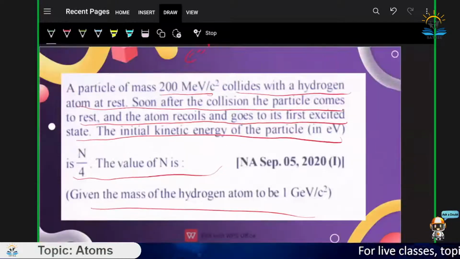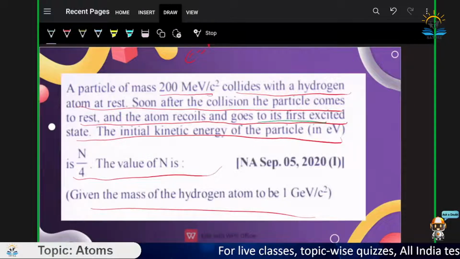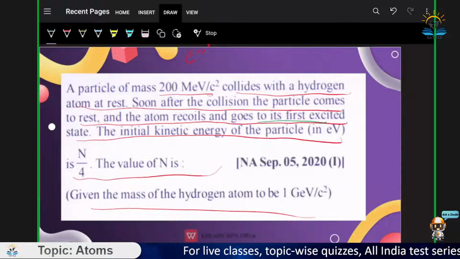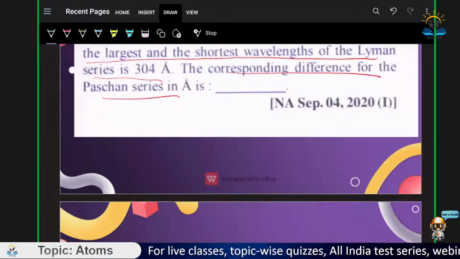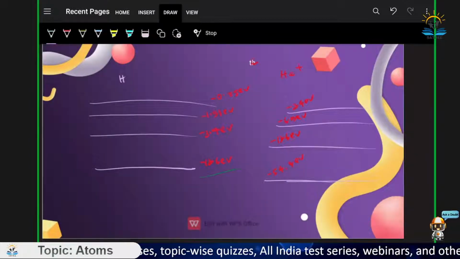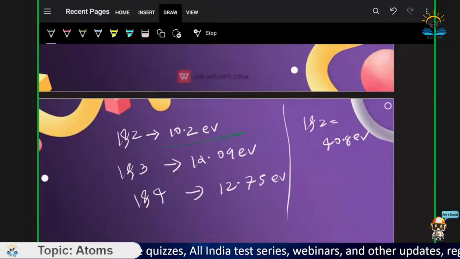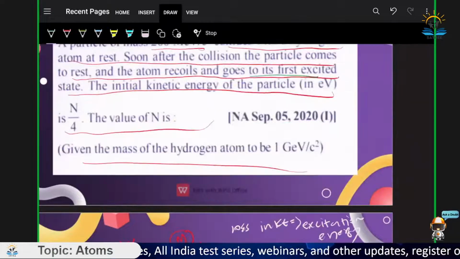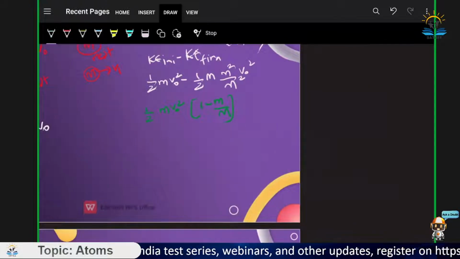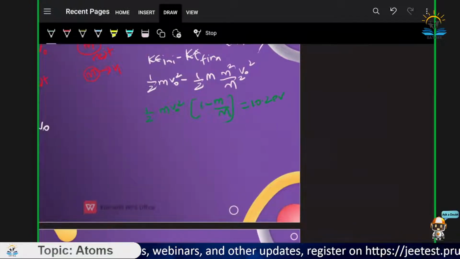It is given that the atom goes to the first excited state. What is the excitation energy required to go to the first excited state, that is n equal to 2 in hydrogen? We have the energy levels: minus 13.6 and minus 3.4, so the energy gap between 1 and 2 is 10.2 electron volt. So that will be the loss in kinetic energy. We can write it is equal to 10.2 electron volt.